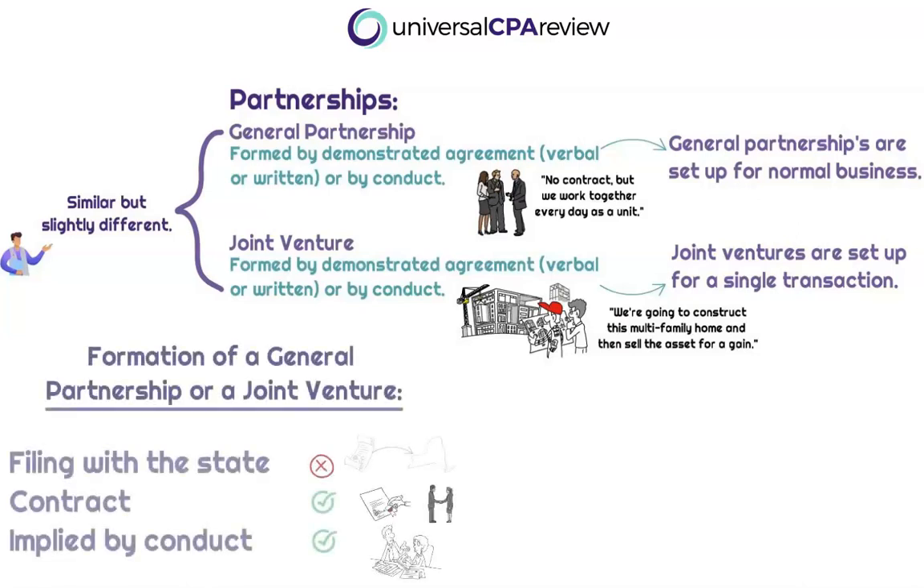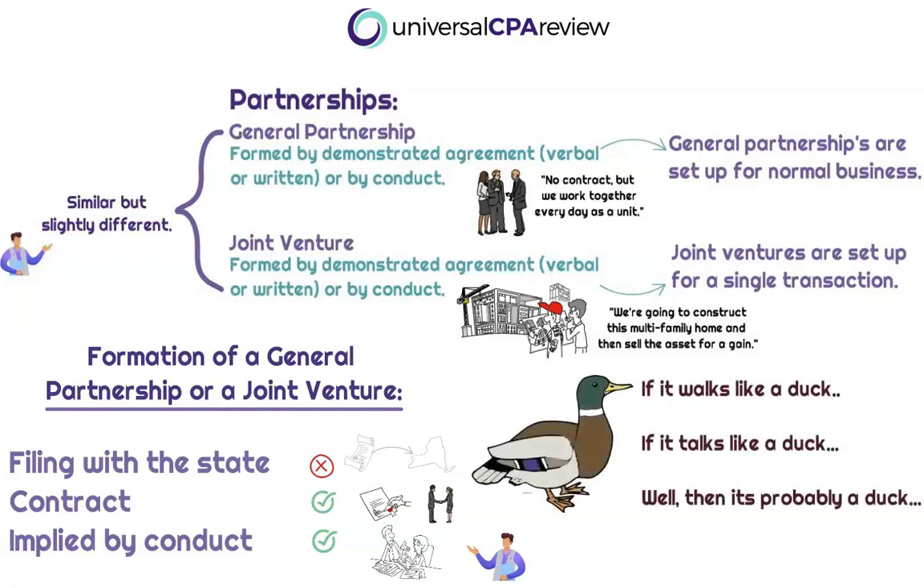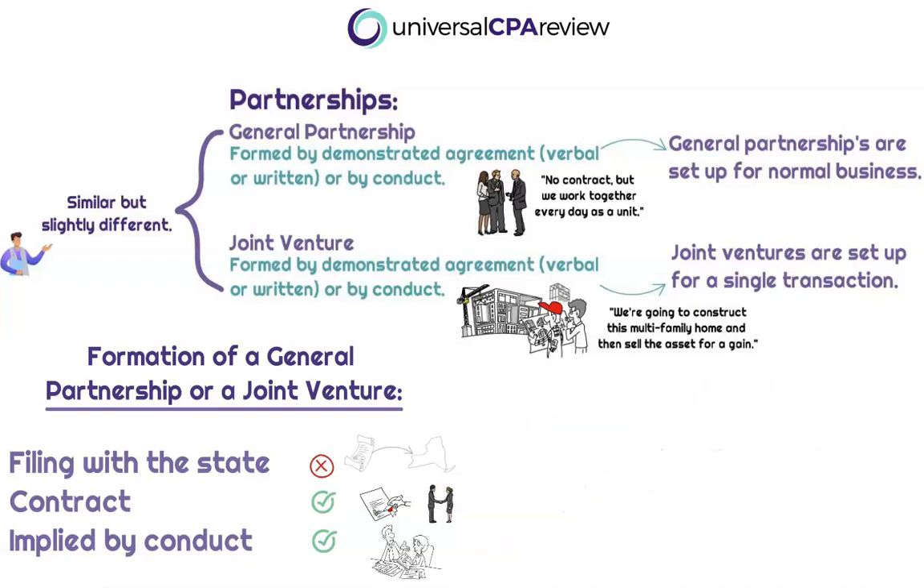And when I say that, I mean that they could be formed by either a contract, which can either be made verbally or in writing, or they can be formed simply by the partners implying that the partnership exists by their conduct. So essentially what that means is they're going to show up to work every single day, they operate as normal partners, and voila, the IRS considers that proof that this is a partnership. Okay, so if it walks like a duck, it talks like a duck, then it's probably going to be a duck. Okay, but one thing that these two partnerships will not require is filing with the state.